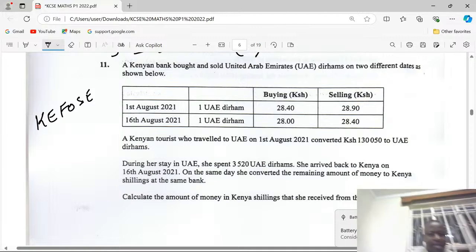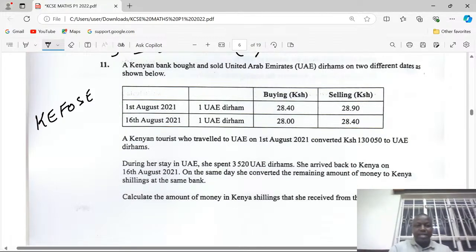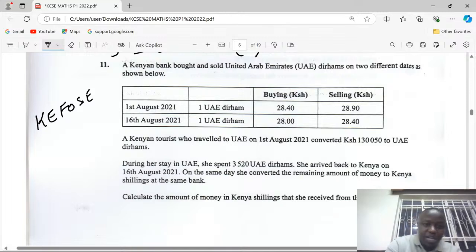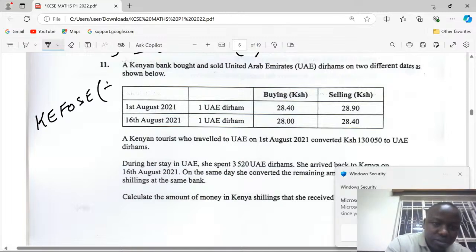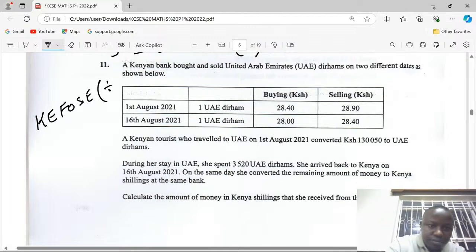We use the selling column. So the bank sells to the customer, and we usually divide. So the bank sells foreign currency.